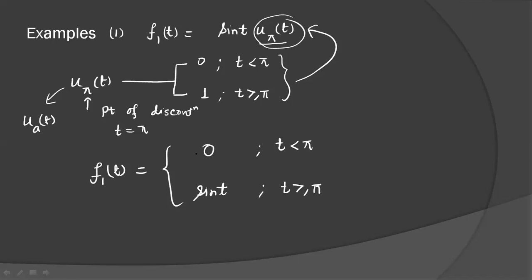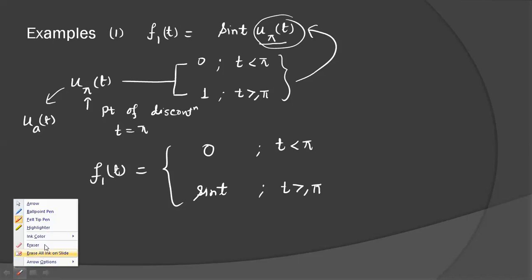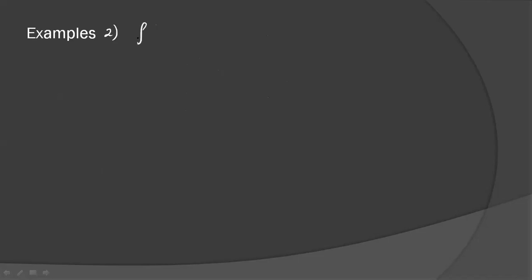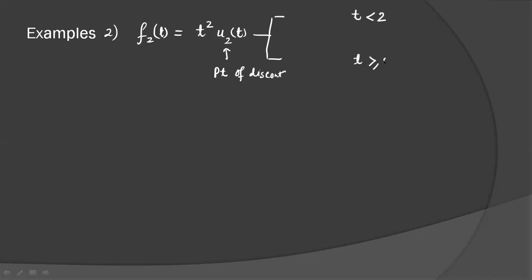For the second example, we have f2(t) equals t squared times u_2(t). I hope now you understand what the point of discontinuity will be. t equal to 2 is the point of discontinuity. So the function will break at t equal to 2: t less than 2, and t greater than or equal to 2. When t is less than 2, this value is 0.